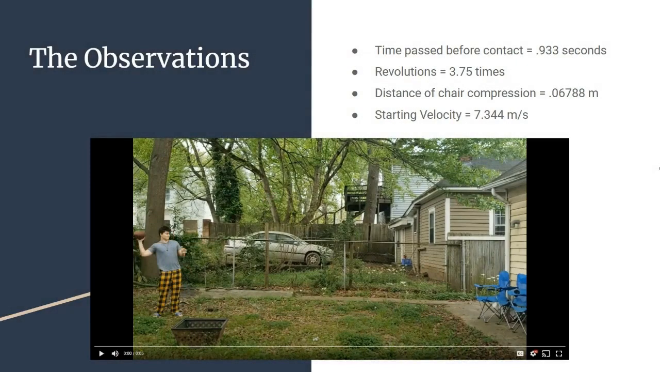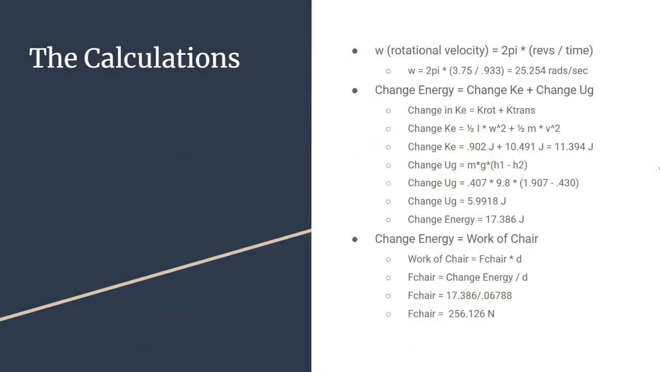Using these observations and the givens we have before, we can calculate the force through a couple of calculations. First, we found the rotational velocity of the ball, and we used the formula of 2 pi times the revolutions divided by the time, and we found that to be 25.254 radians per second. We used the change of energy formula, and since the ball came to rest at the end, we only needed the initial kinetic energy for the change in kinetic energy. So we found that to be 11.394 joules using the two formulas we talked about earlier.